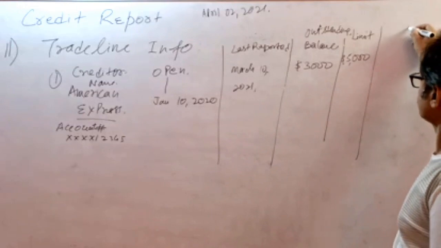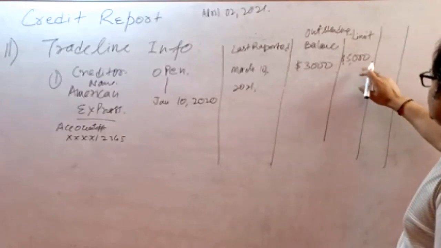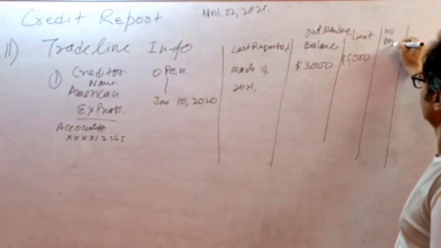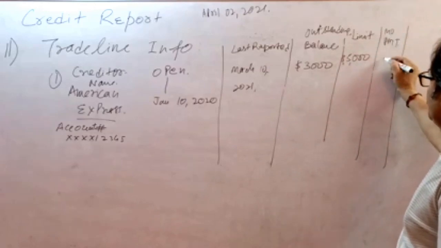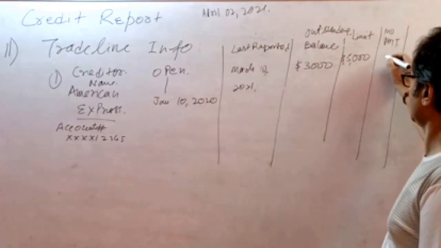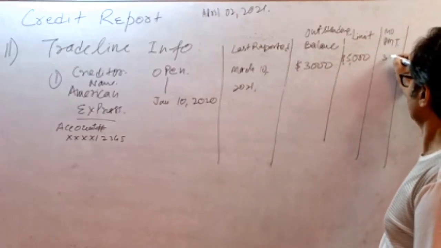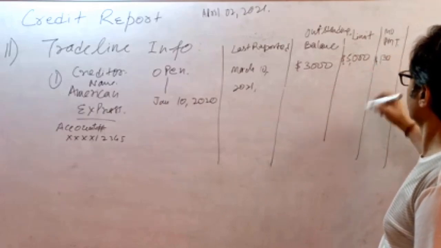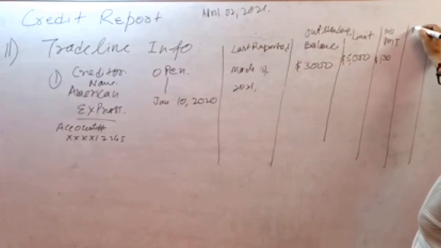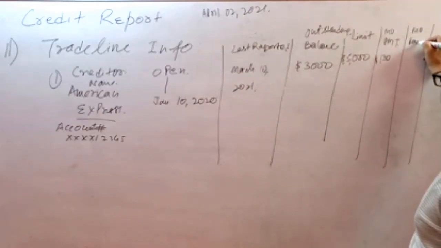And then balance, limit, and then monthly payment. Monthly payment, it's a credit card, so they are going to say a minimum payment, it could be like $130. And months reviewed: how many months has this been reviewed?